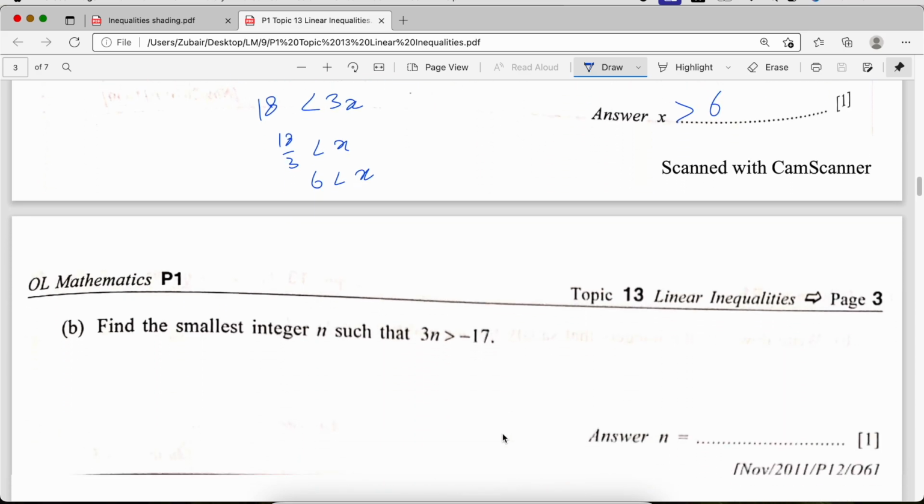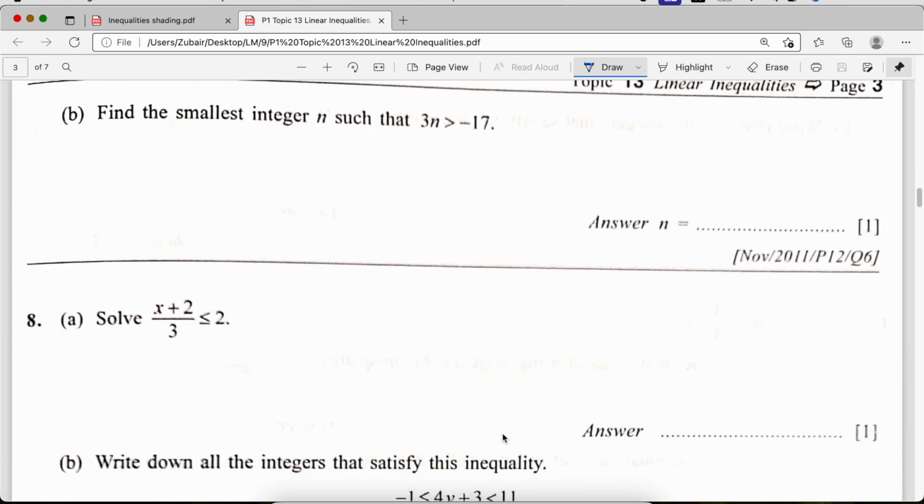B part says find the smallest integer such that 3n is greater than minus 17. So smallest integer, 3n greater than minus 17, n is greater than minus 17 by 3. Now we know that 18 by 3 is 6. So somehow it is more than minus 6. So any number more than minus 6, smallest possible, could be minus 5.